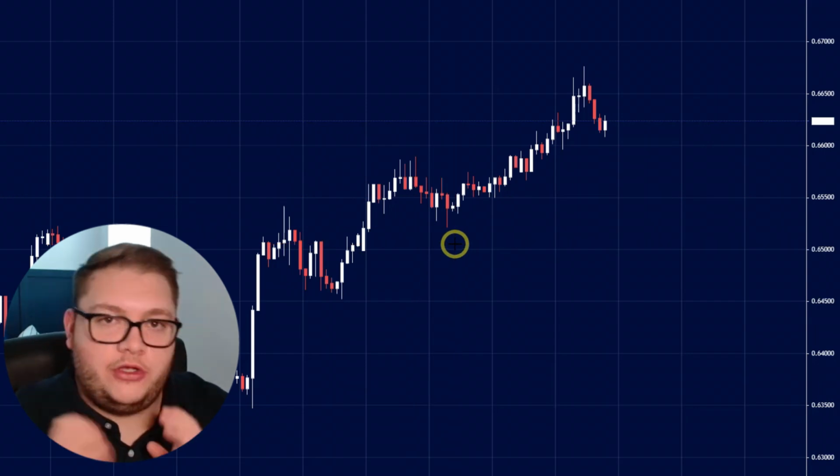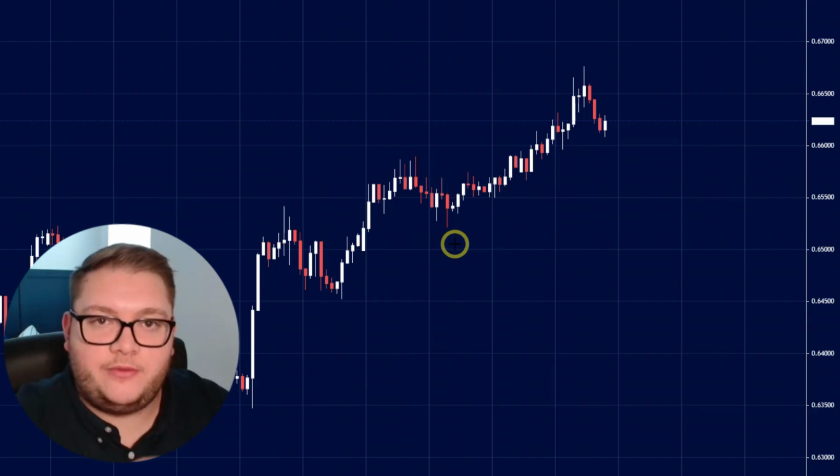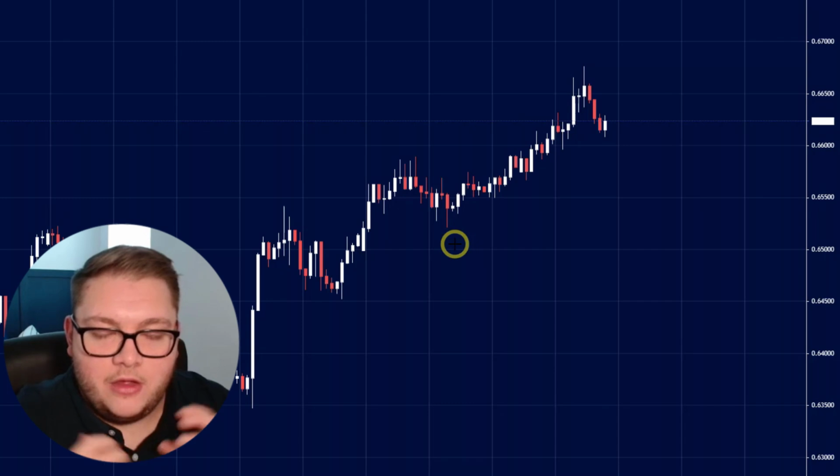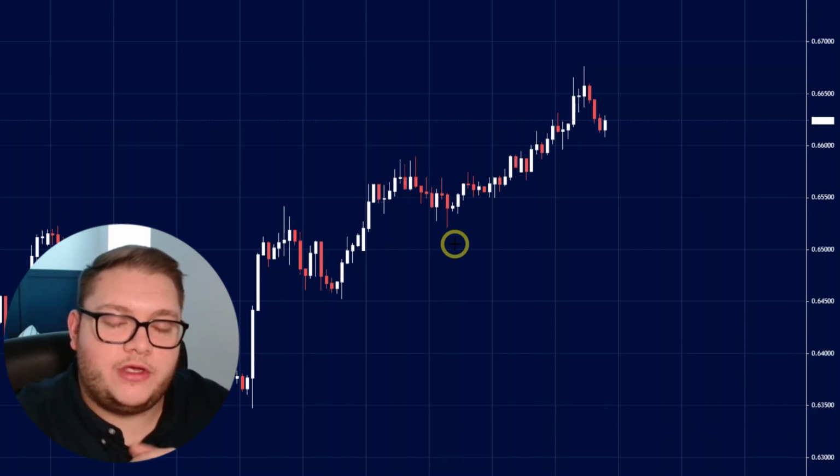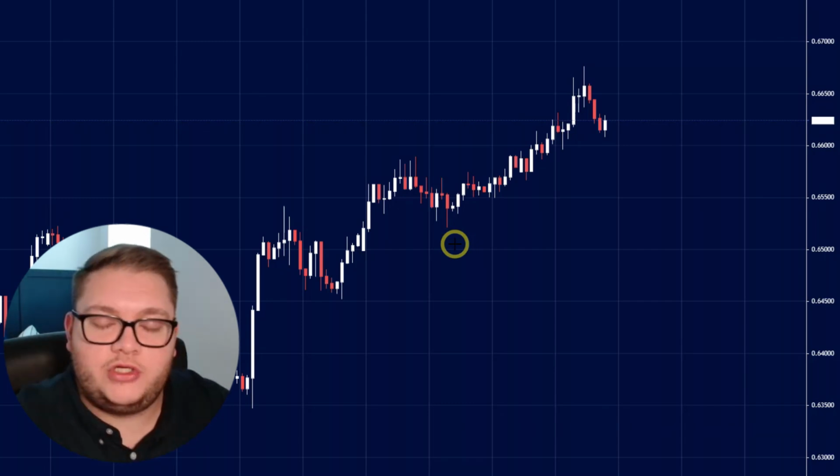So keep an eye on your Australian dollar versus the US dollar. We can see from the currency strength meter, we're coming into some key potential reversal situations. So keep watching that price action.